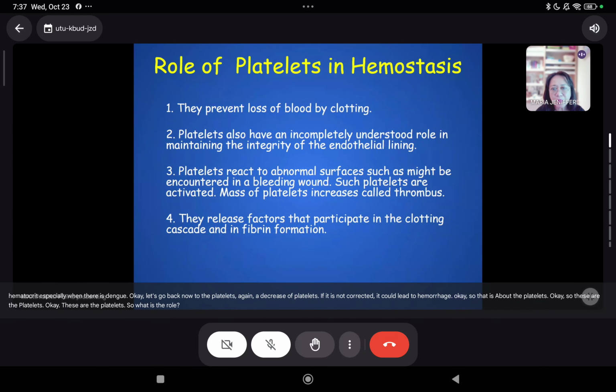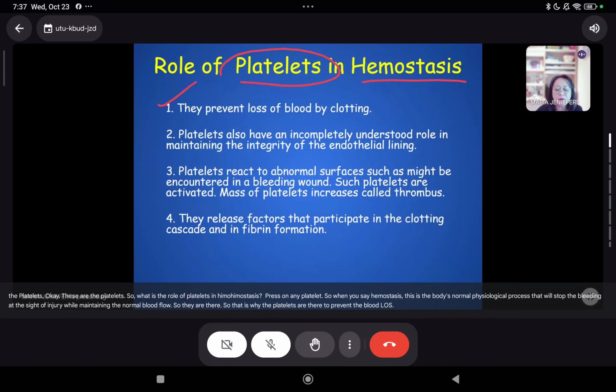So what is the role of platelets in hemostasis? Saan ang platelet? When you say hemostasis, this is the body's normal physiological process that will stop the bleeding at the site of injury while maintaining the normal blood flow. That is why the platelets are there: to prevent blood loss by clotting.